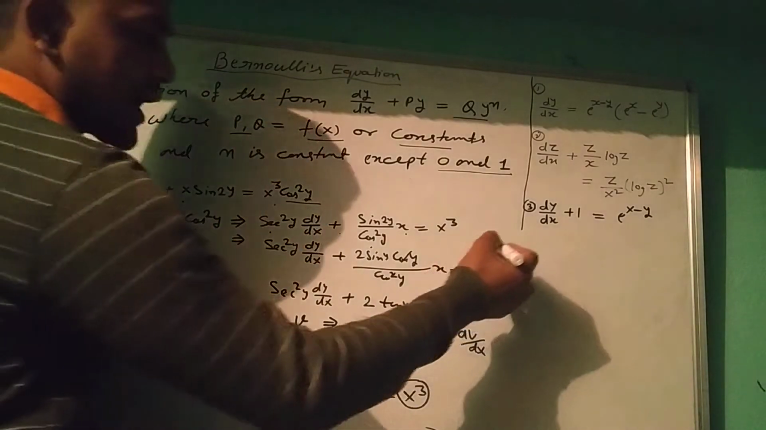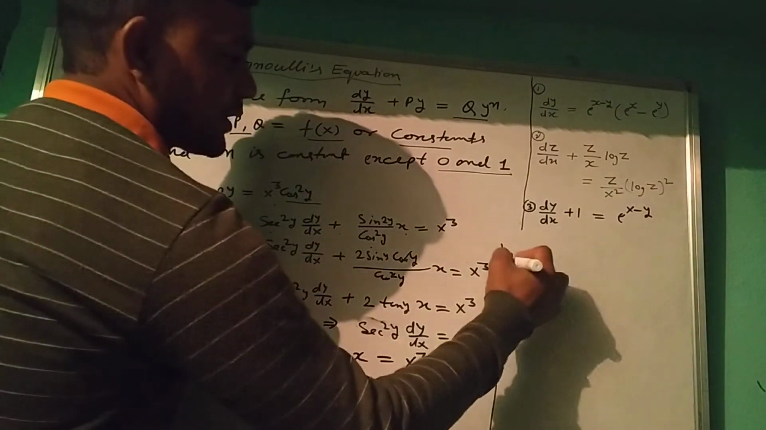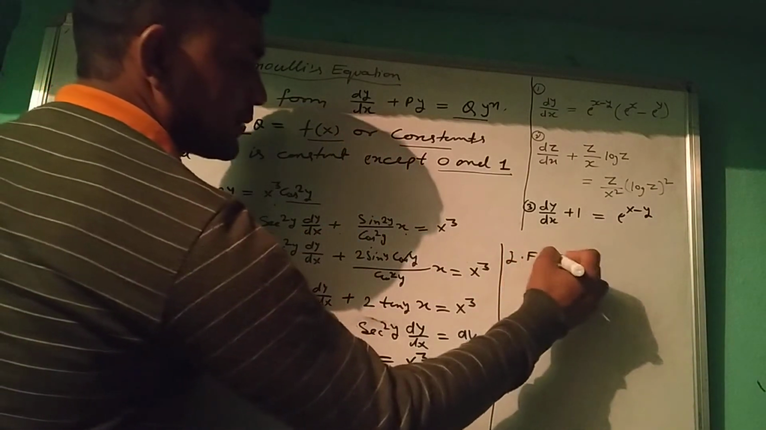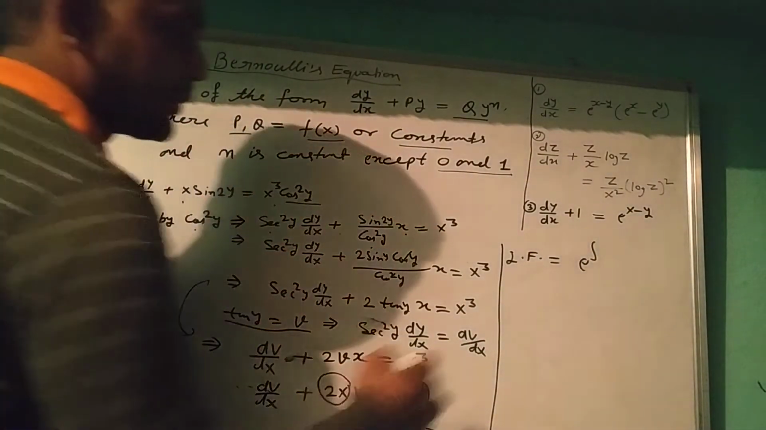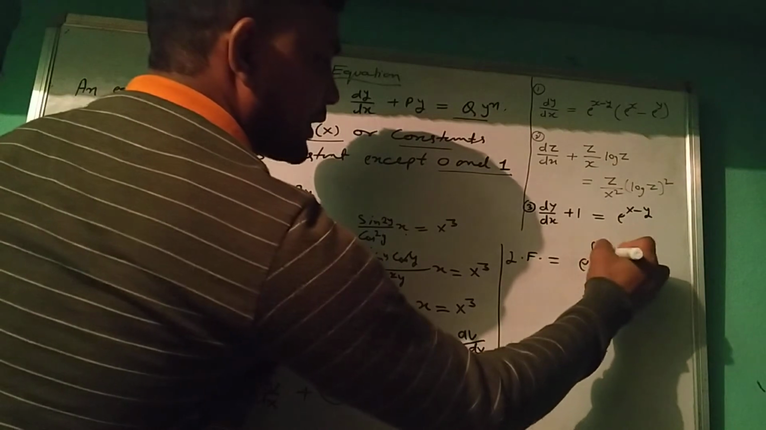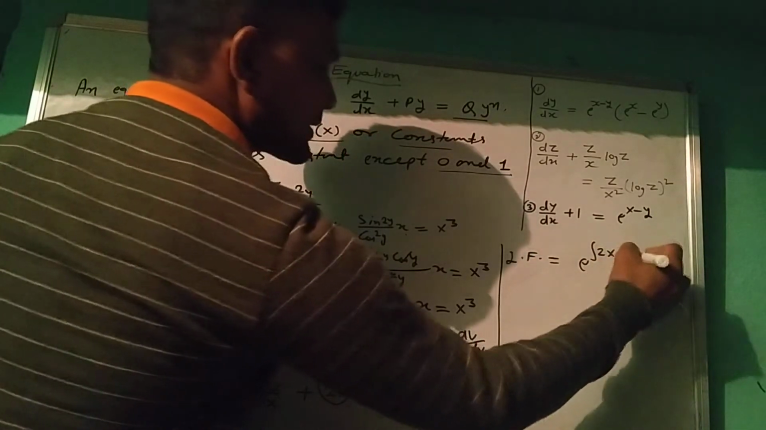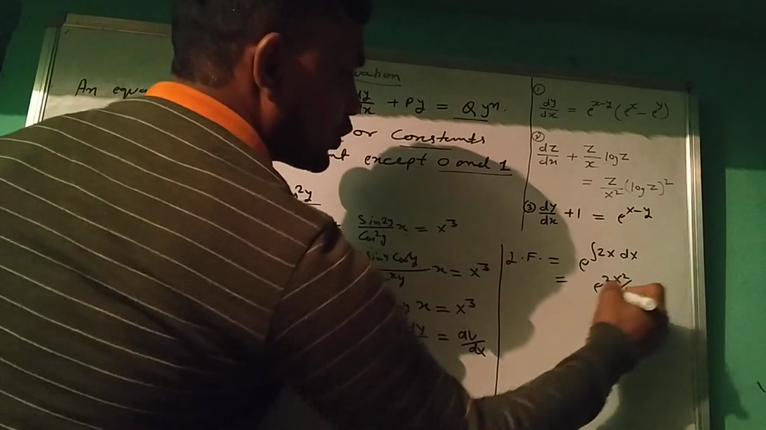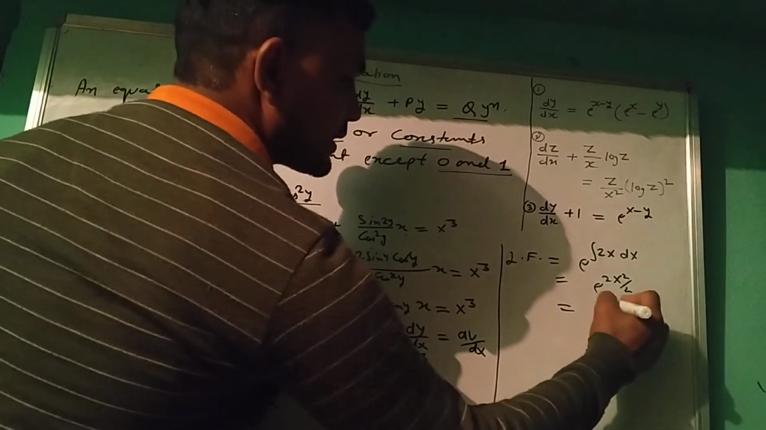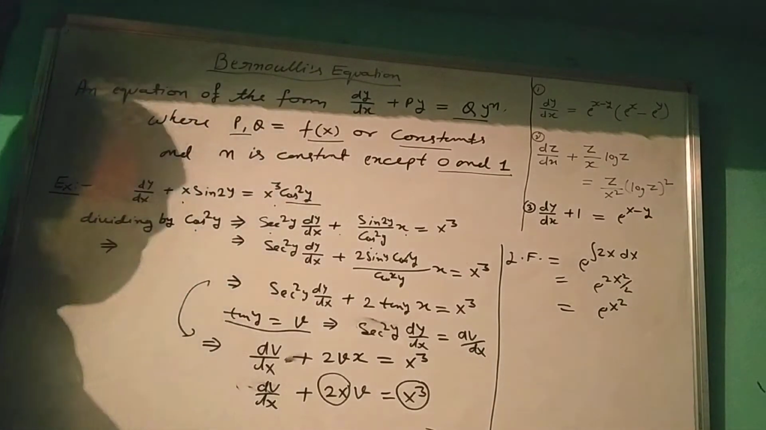In this case we have the integrating factor of this equation equal to e to the power integration of P dx. P is 2x. Then it is equal to e to the power 2x^2/2, and this is e to the power x^2.